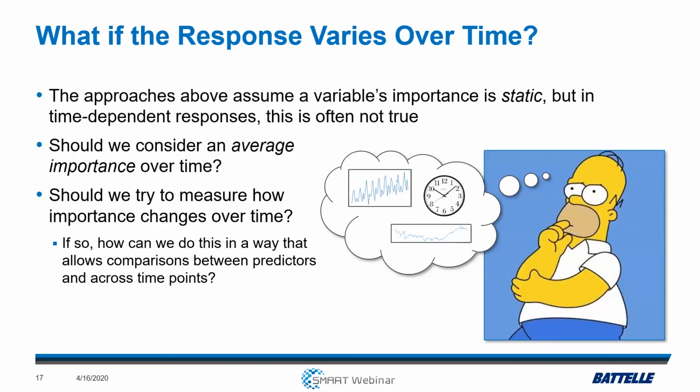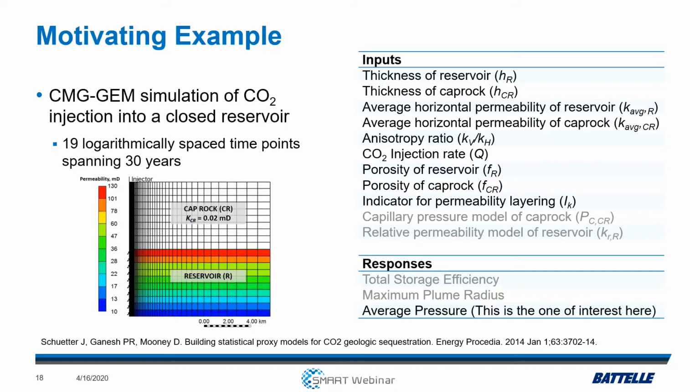And so to test this out, we pulled out a data set that we had from a past project a number of years ago. Priya Raviganesh, who's on task 3 of SMART, actually simulated this data back then. This was a CMG simulation of a CO2 injection into just a basic closed reservoir. There were 9 inputs that were varied over the simulation, which are primarily the relative thicknesses, permeability, and porosity of the reservoir and the cap rock, plus the anisotropy ratio to describe flow in the horizontal and vertical directions, and then the injection rate itself, and also an indicator to help describe how the layers in the reservoir were stacked up.